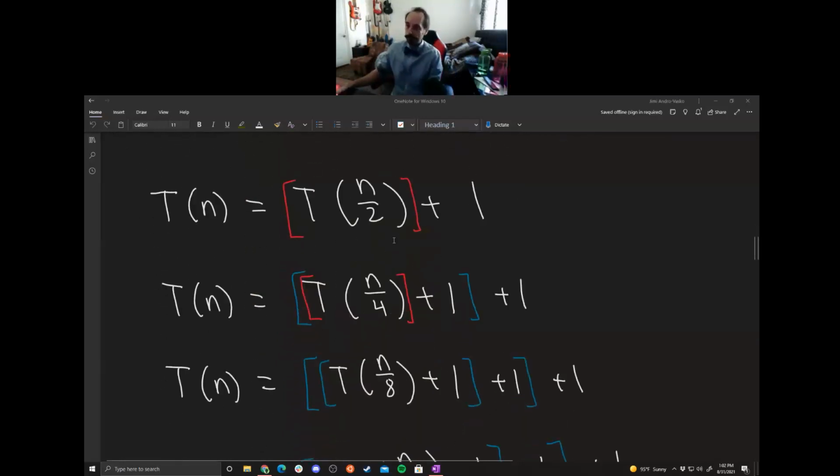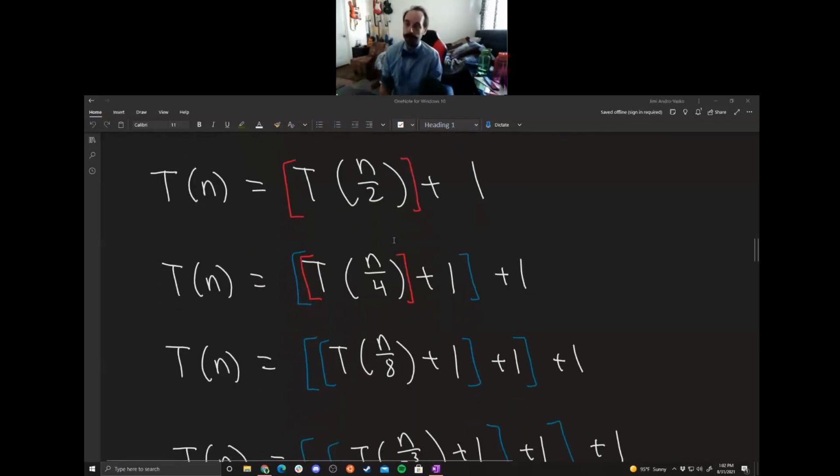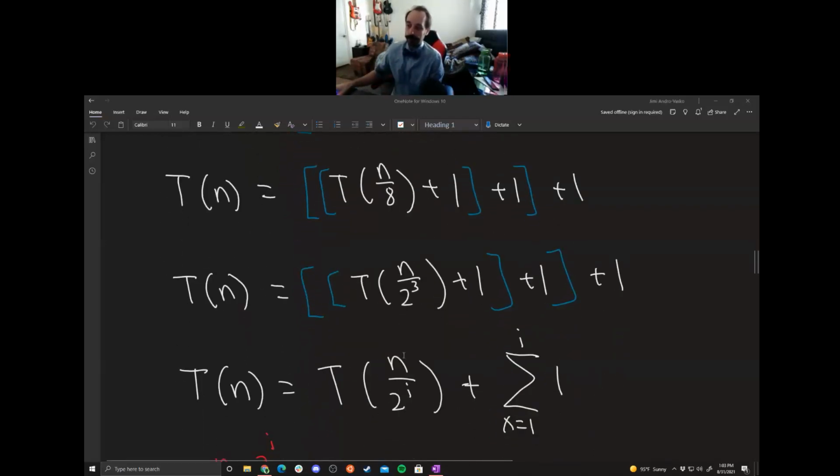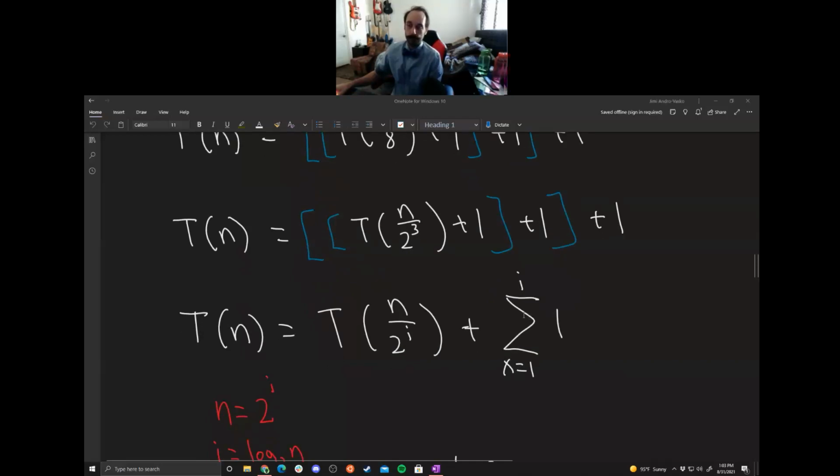To solve this, we just have to expand this recurrence a couple of times. Typically 3 levels of expansion is good enough. 3 is the magic number. So we see here, in our 3 expansions, a pattern: we have 2 to the power 3 in the denominator part of the recurrence, and we have 3 additions at the end. That's good enough to see a pattern that after i expansions, we have n over 2 to the power i, plus we're adding 1 i number of times.